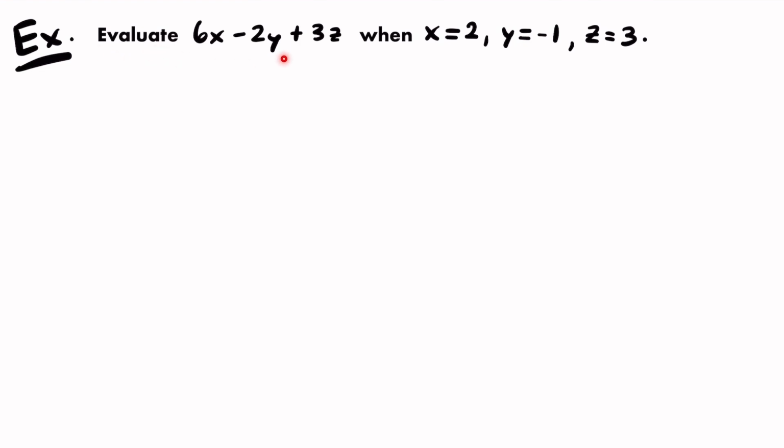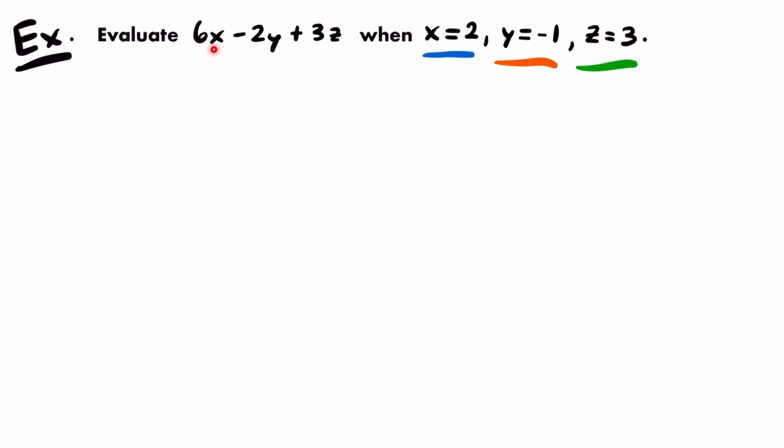Here we want to evaluate this variable expression, 6x minus 2y plus 3z, when x equals 2, y equals negative 1, and z equals 3. All right, so this time we have 3 variables, and each of them appears once within this variable expression. So just like with the previous example, all we want to do here is replace each of these variables with what we are told they are equal to. All right, so we know x equals 2, we know y equals negative 1, and z equals 3. So let's plug those values in for x, y, and z in this expression.